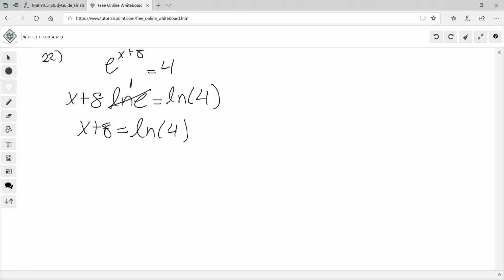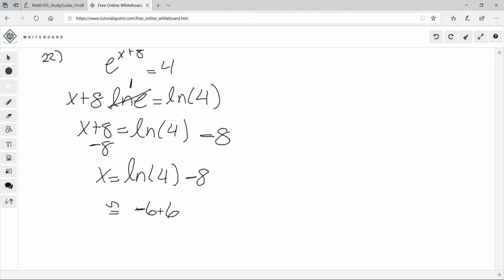And then if you wanted to solve for x, you subtract 8 from both sides. So x equals natural log of 4 minus 8. And that's about negative 6.6. That was 22, 23.